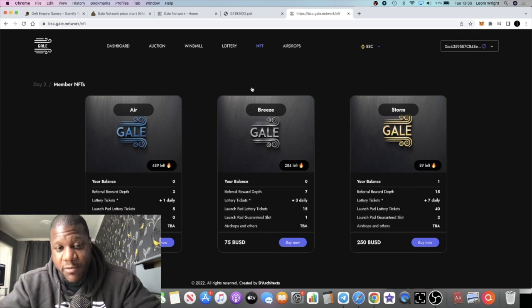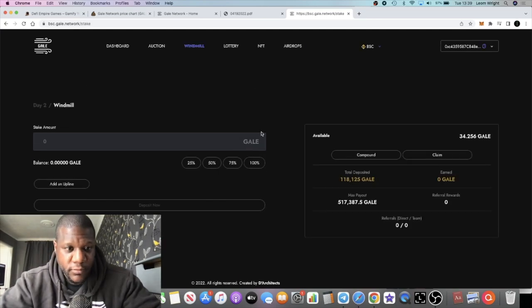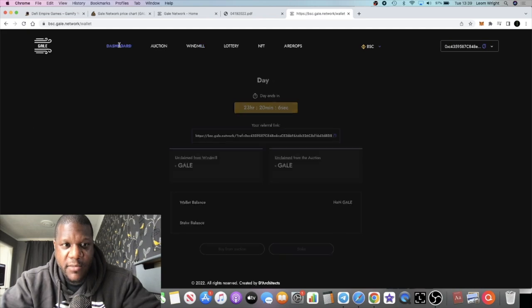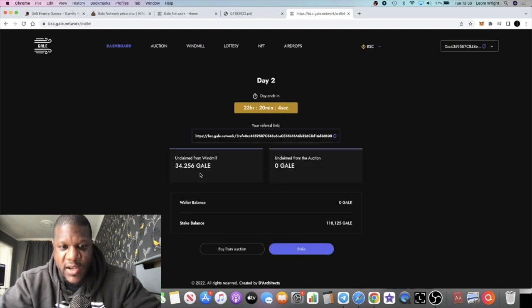Like we see on Zombie Networks, the NFTs are just for referrals. There's nothing else attached to it. I like this concept here. So the windmill, obviously this is where you're going to do all your staking and claiming and compounding and so on. You can check out your dashboard and interact with all of these pages here.